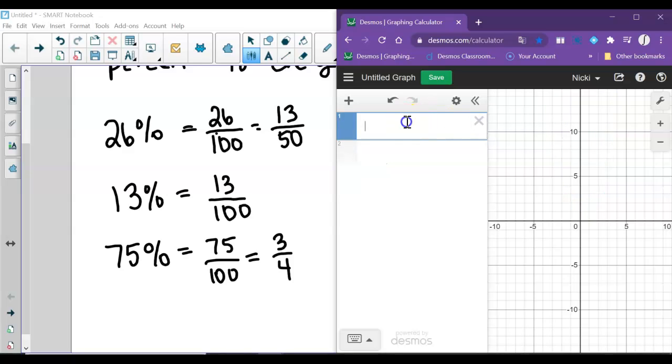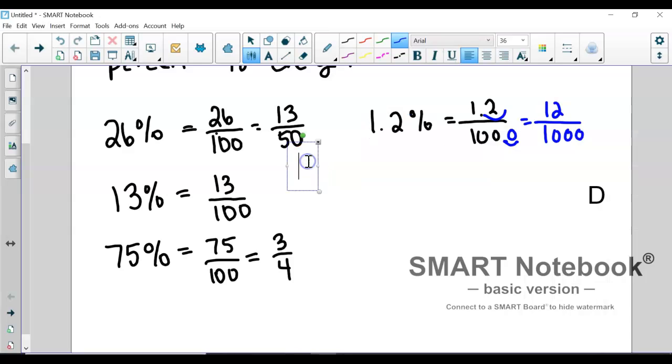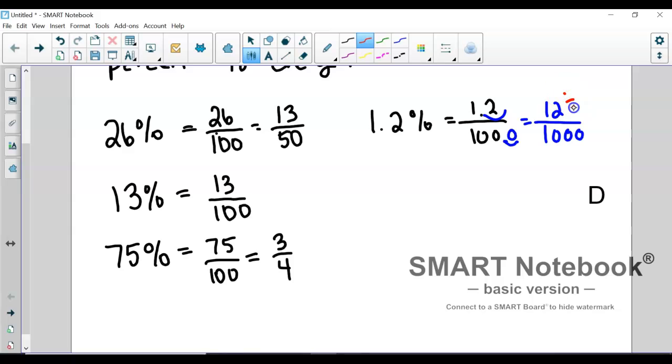On Desmos, if you do 1.2 divided by 100, notice we get a decimal here, which is nice. And then we can hit the fraction button. Now, this actually changed this to 3 over 250 because Desmos is going to automatically reduce. And I neglected to reduce here because I can divide 12 by 4, and I can also divide 1,000 by 4, which is going to give me 3 over 250, which is what Desmos gives you.